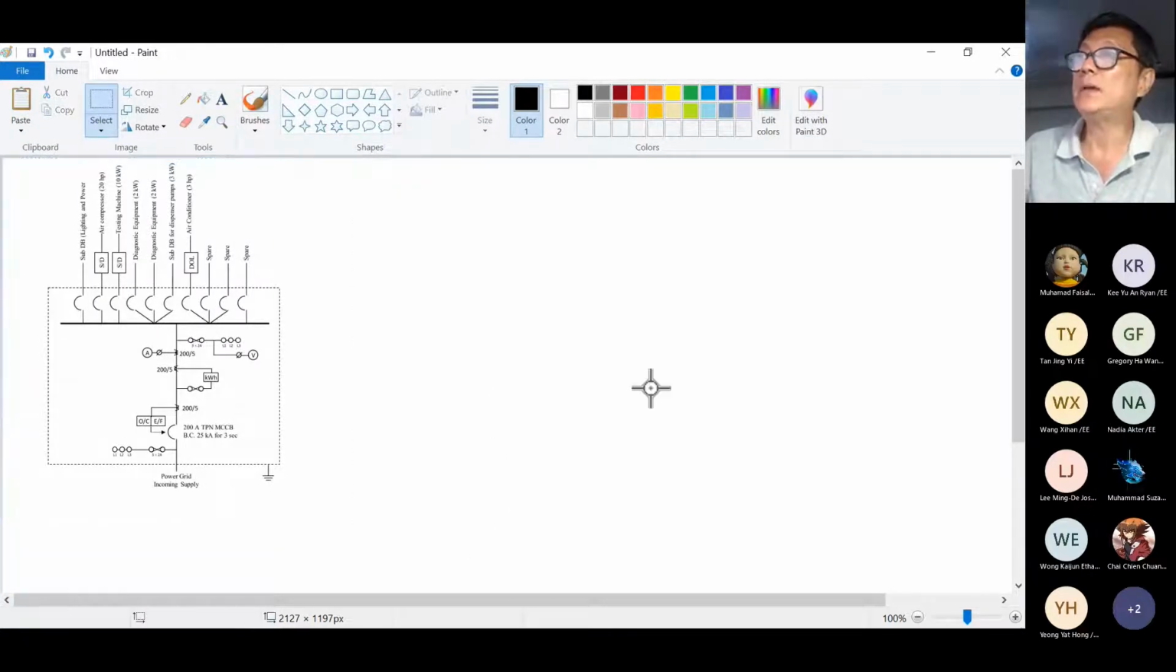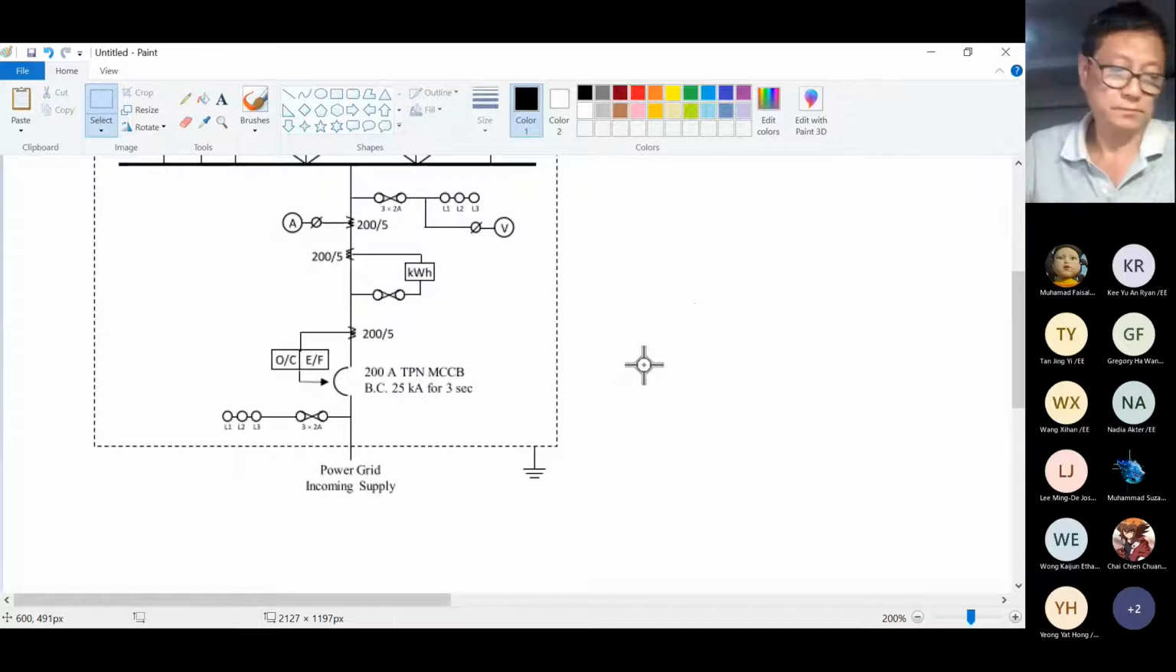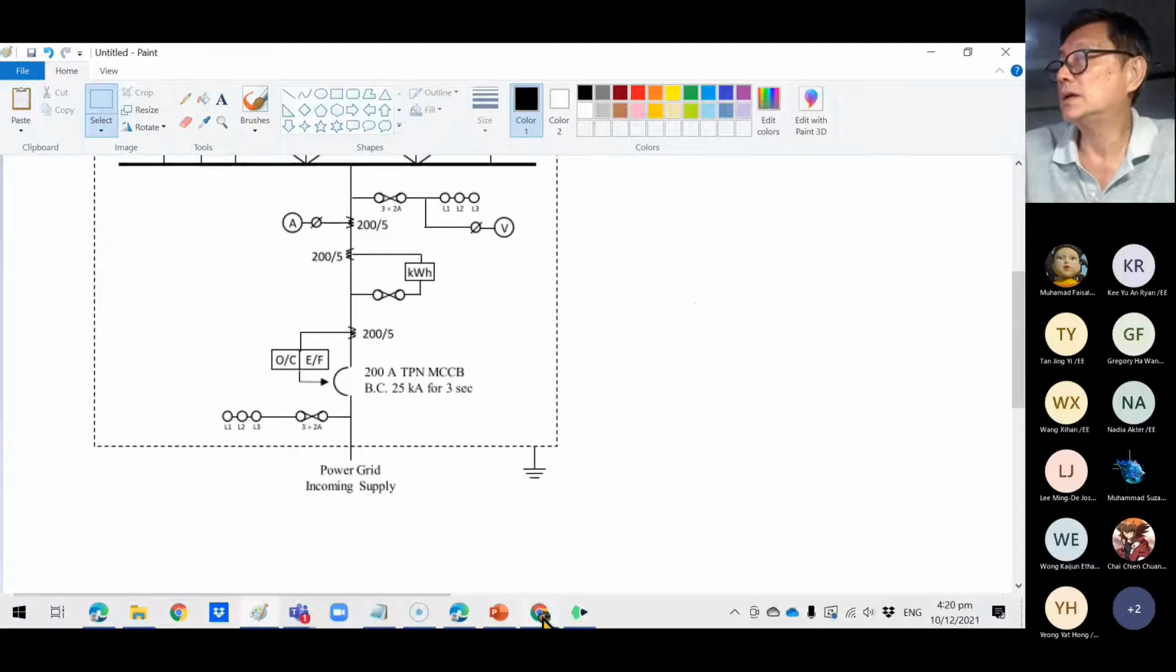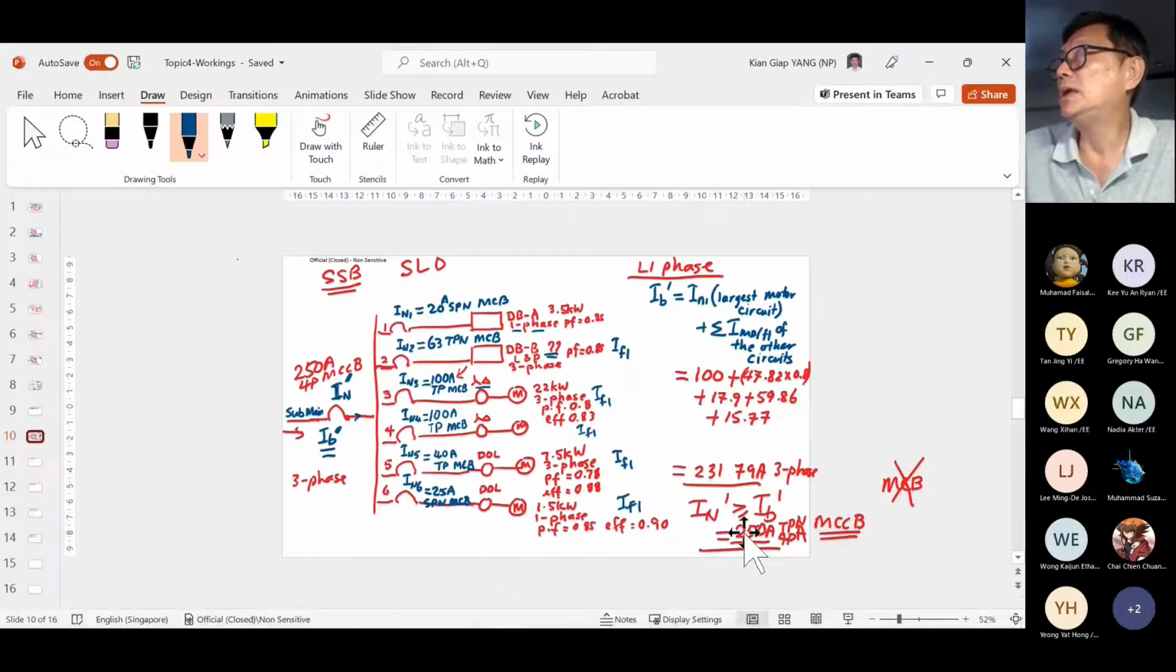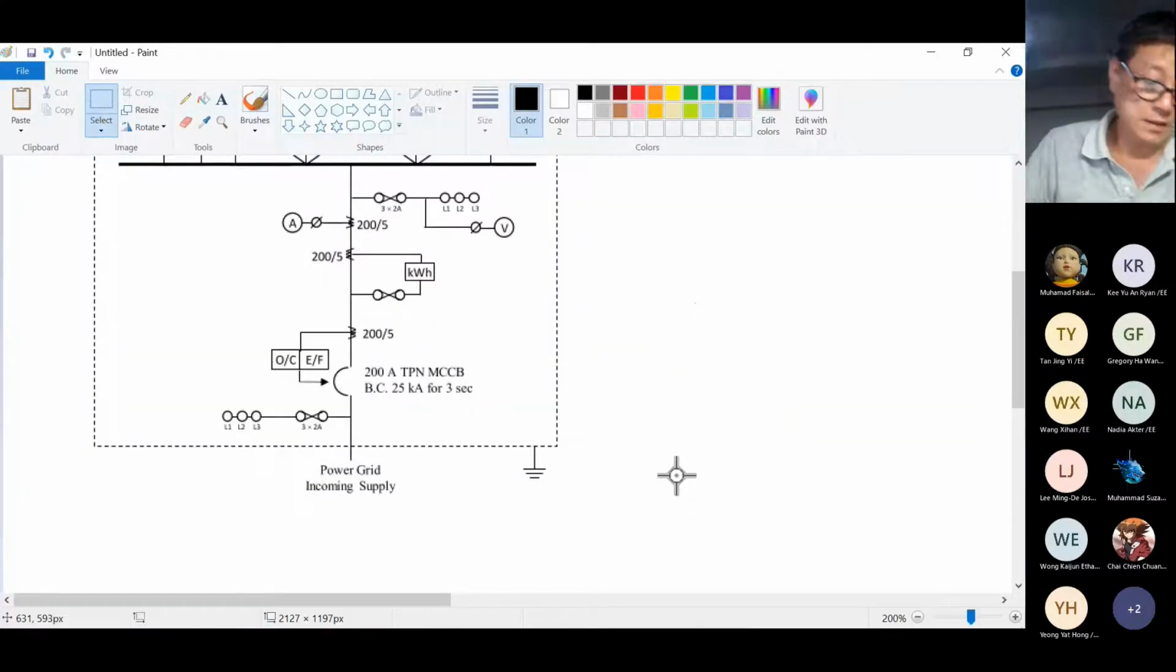Now, what is the relevant information I'm talking about? Just now, anybody remember what is the circuit breaker rating for the incoming from our calculation? Just now we did the calculation already, right? It tells me the incoming must be 250 amps TPN, right? So I go to my single line diagram. This one must change to 250.